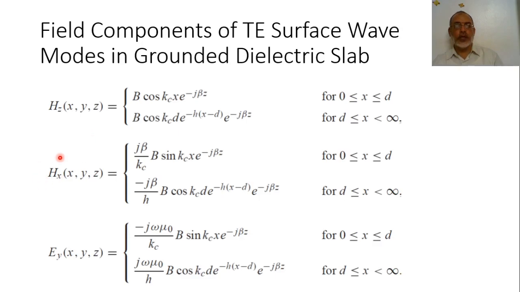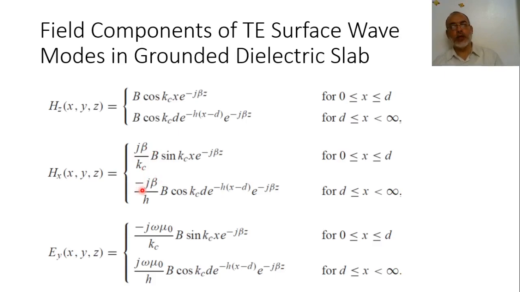The transverse magnetic field Hx is given by partial Hz by partial x multiplied by j beta over kc squared. So we can obtain Hx for x greater than 0 and less than d, as the derivative with respect to x would be minus, minus kc sine kcx, and already we have minus here, so kc over kc squared would be eliminated, giving 1 over kc.